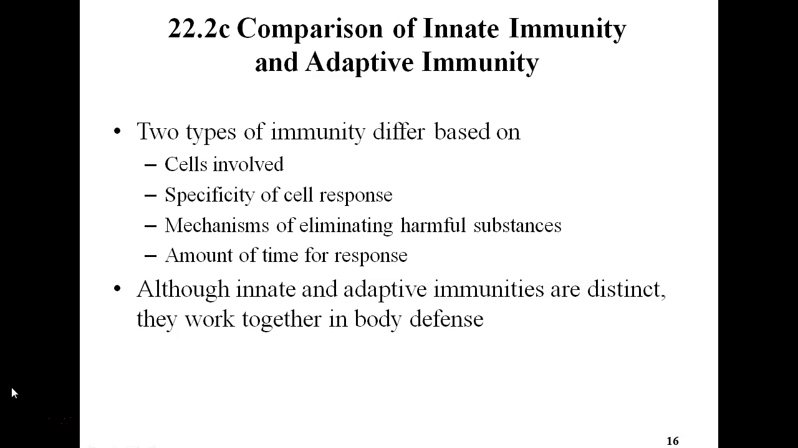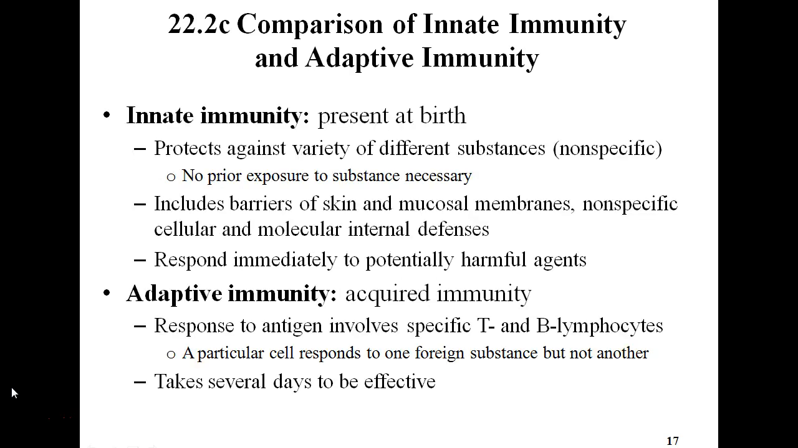So even though we have innate and adaptive immune systems that are distinct, they do indeed both work together to provide defense in the human body. And here's a nice summary of that, again, talking about the things we just discussed.